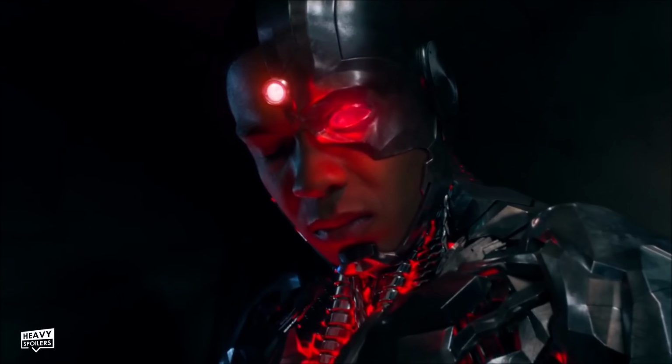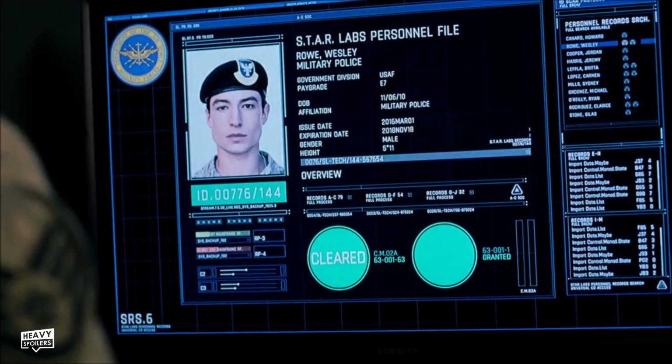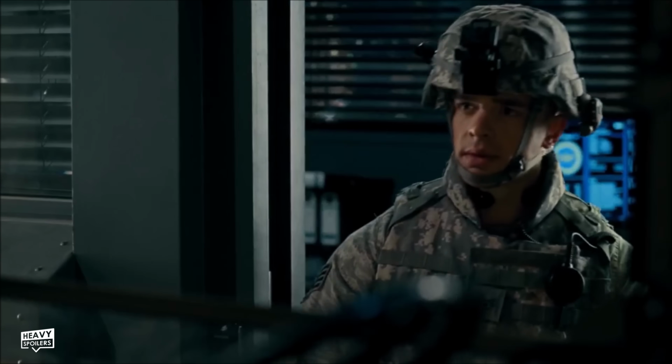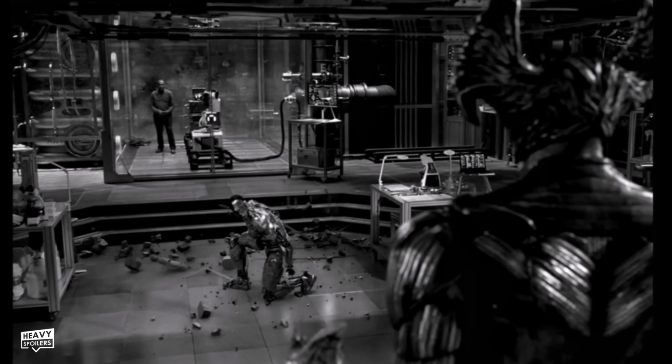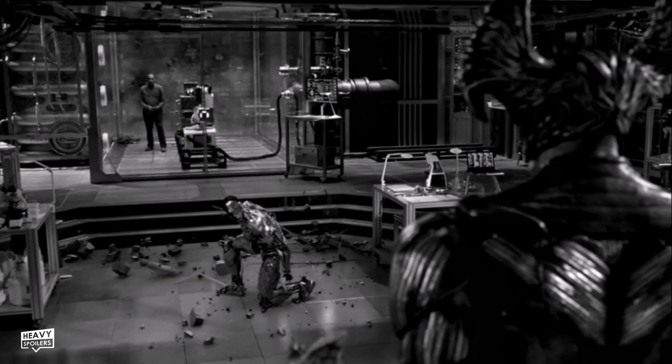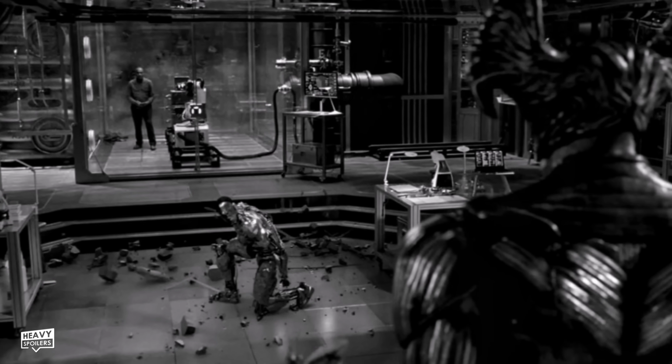The League was supposedly going to spend a lot more time in Star Labs, and this would be where one of the big action scenes would happen. In order to retrieve one of the mother boxes, Steppenwolf was going to show up and take it from them directly.